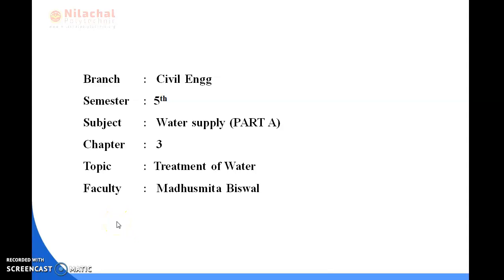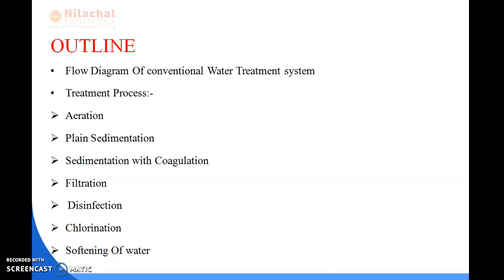Good morning everyone. So today we're going to start a new chapter, that is the treatment of water. So here are some of the articles we'll be reading about this. First we'll be reading about the flow diagram of conventional water treatment system. Next, what are the treatment processes of the water?